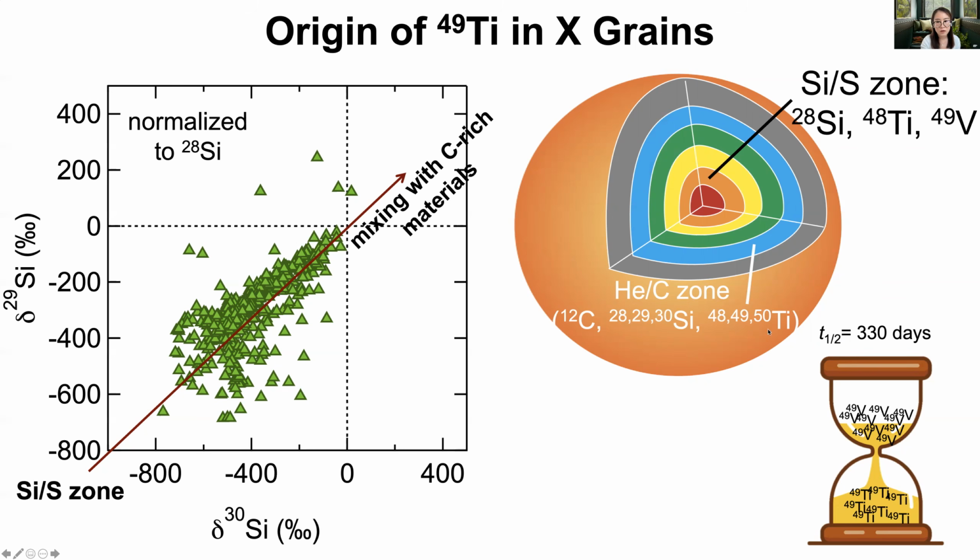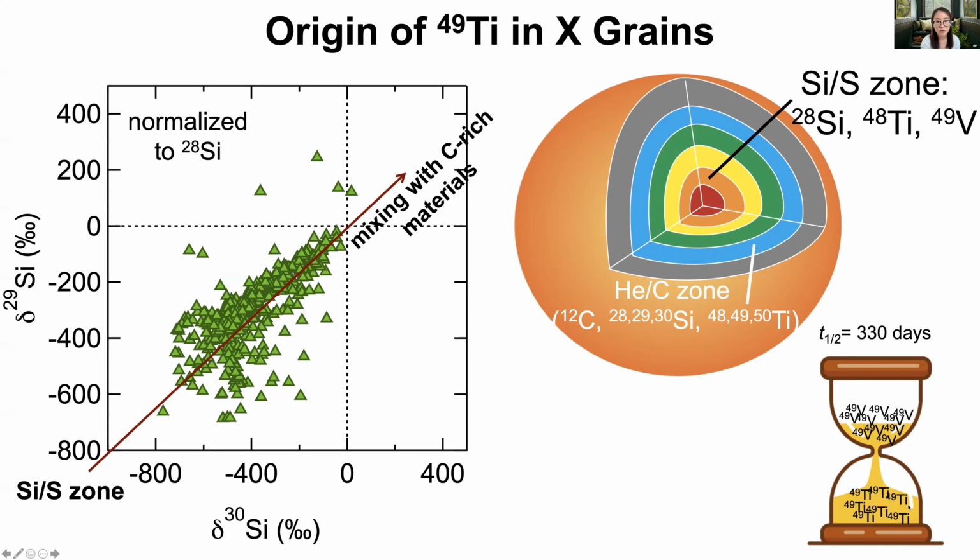So now if we just examine this cartoon, we see titanium-49 in X grains could have two sources: the decay product of vanadium-49 from the inner silicon sulfur zone and titanium-49 made in this outer helium-carbon zone, because we know X grains source the material from these two regions based on their silicon isotopic compositions. So there's a possibility that we can use this vanadium-49 to titanium-49 decay system to date the X grain formation.